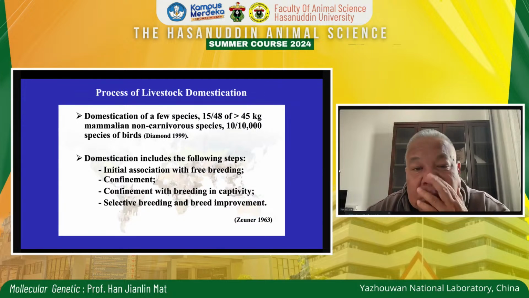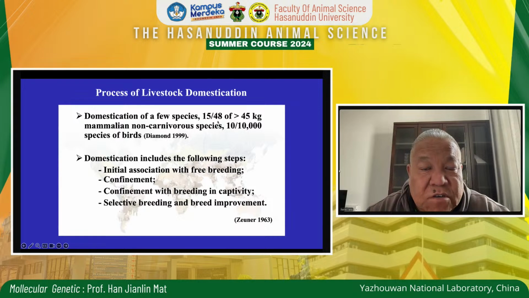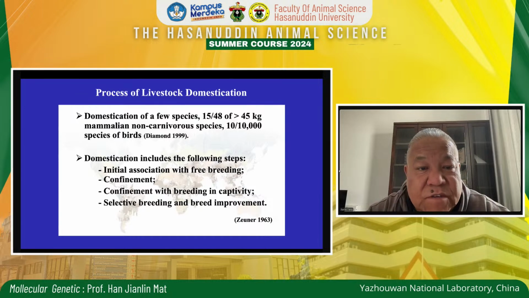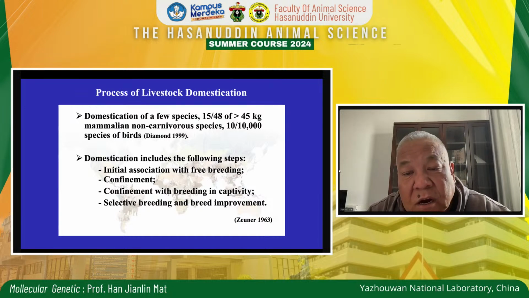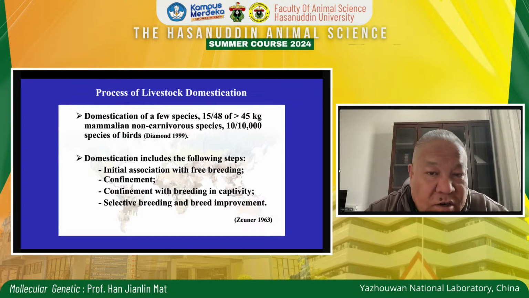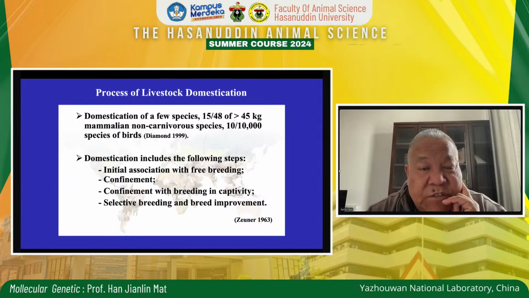So I will talk a little bit about what happened with domestication. Here you can see in the world we have nearly 1/3 of the mammals with body weight above 45 kilo, and only 10 out of 10,000 bird species were domesticated. Around 10, 15 mammals were domesticated. I mentioned earlier we are still doing research to understand why these few species were selected and domesticated.